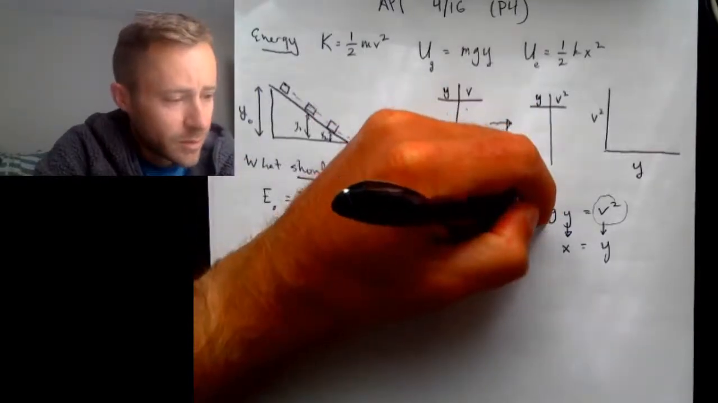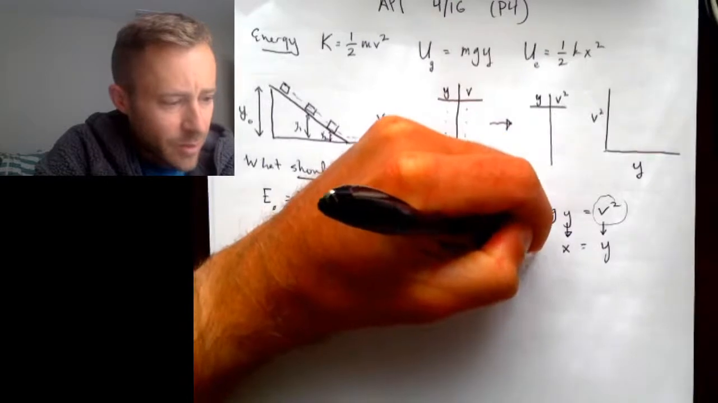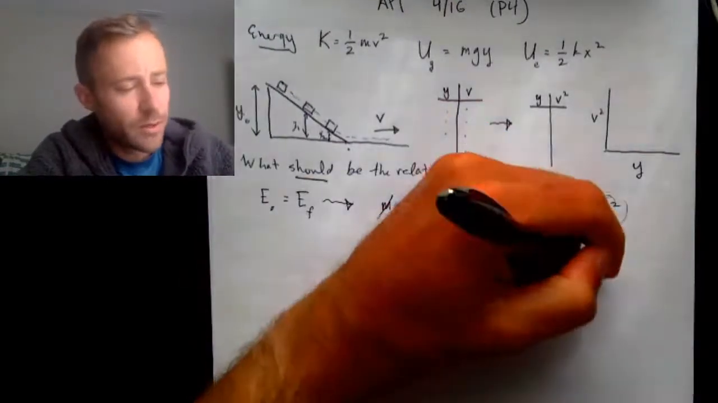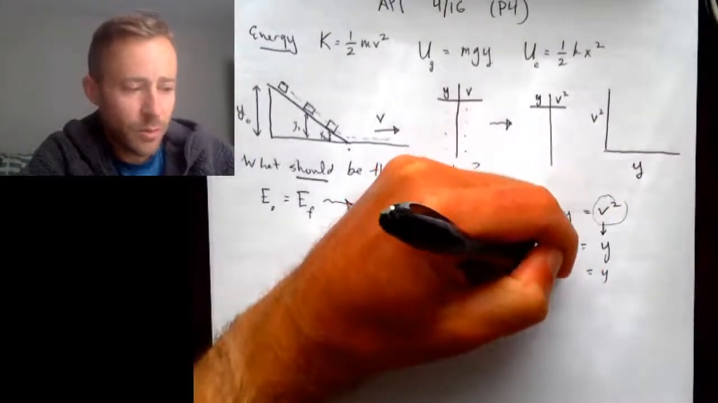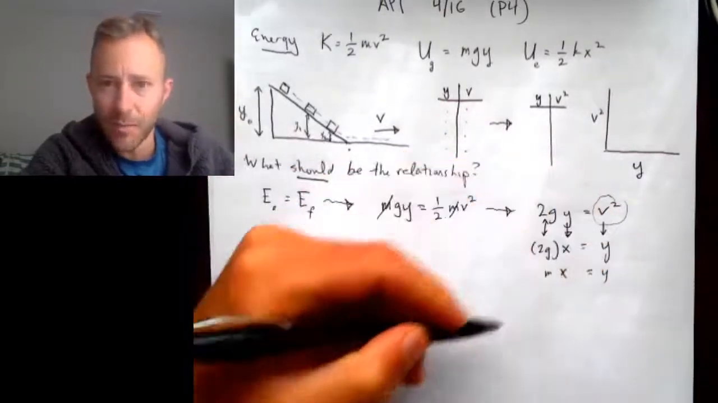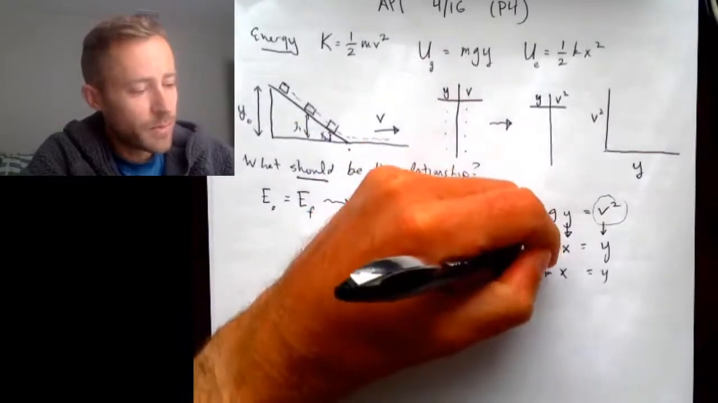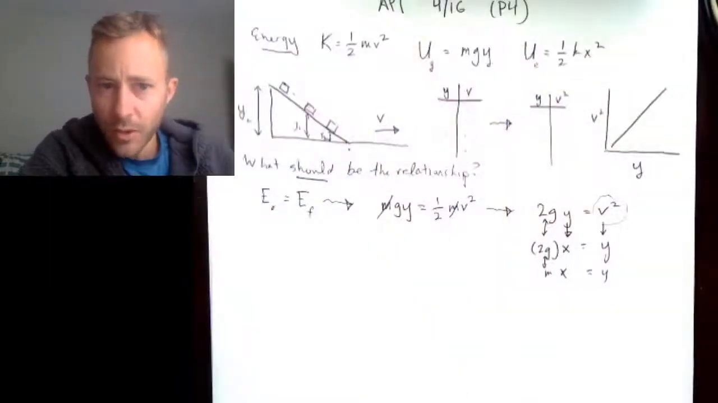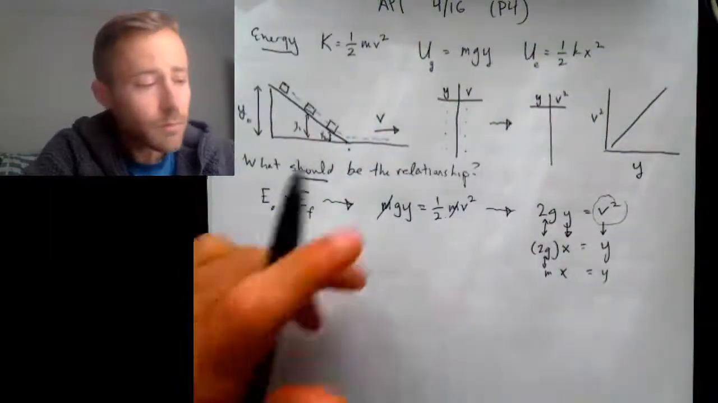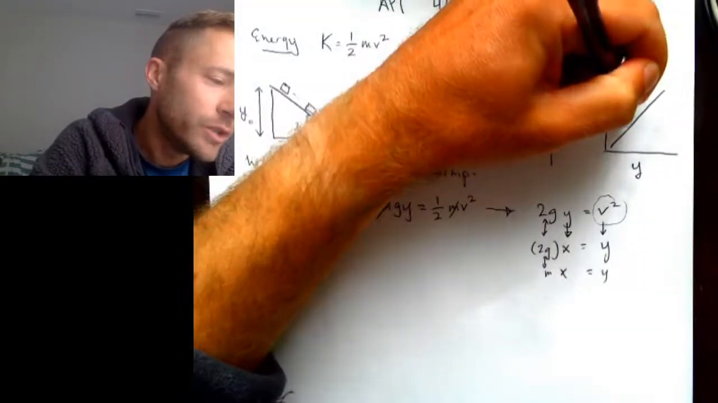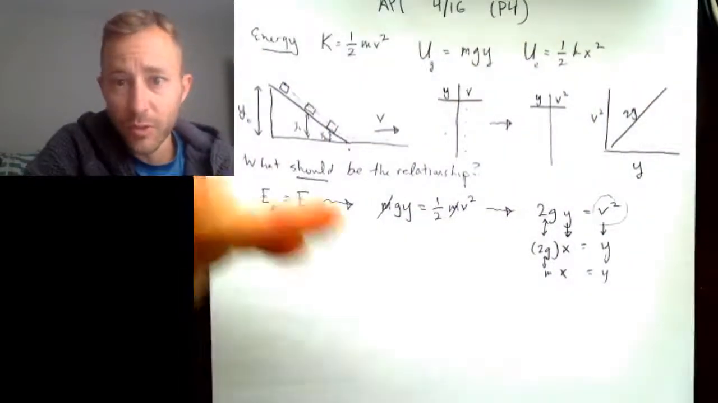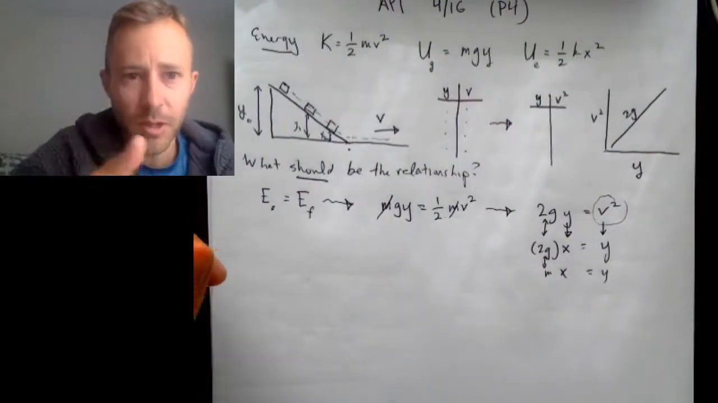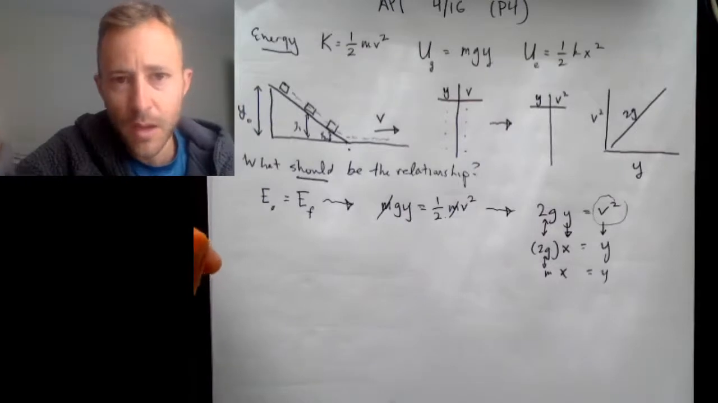Okay? So I can see that the number multiplying x is 2g. So comparing this with the standard equation of a line, y equals mx, I can see by comparison that the slope is 2g. So this data should look like a line with slope 2g. So in other words, the slope should be about 20 because gravity is 10 on Earth. If you did this experiment on another planet, it would be a different slope.